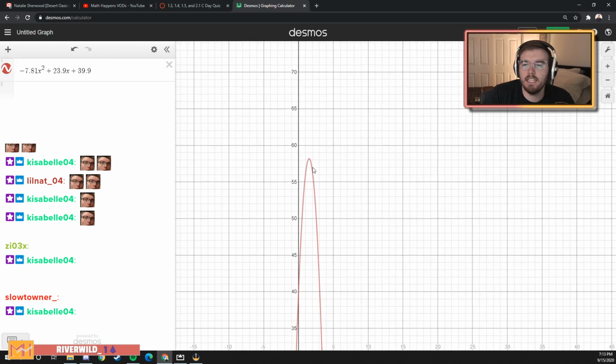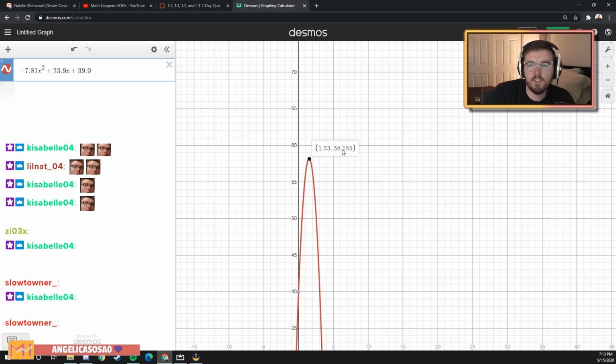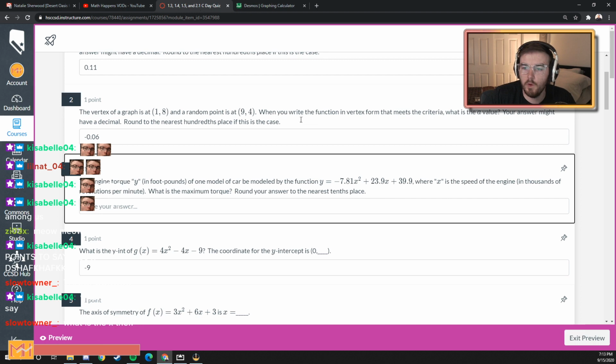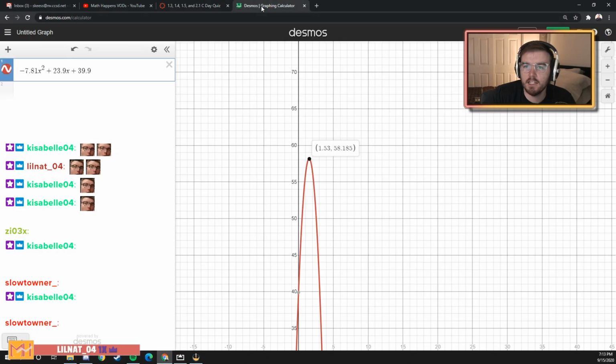So find it at the tippy top. The maximum y value is 58.185. So round your answer to the nearest tenths place. 58.2.